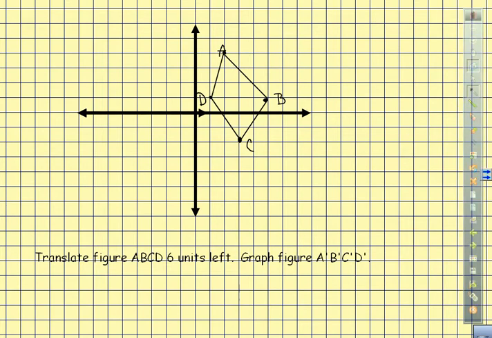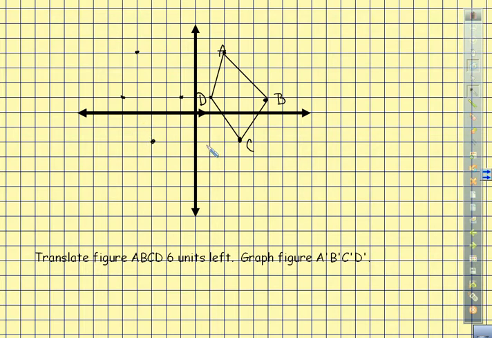And how this actually works is we're moving 6 units to the left. So we're going to have to move each one of these points 6 units to the left. So we're going to start with A. We're going to move 1, 2, 3, 4, 5, 6. And then point D, 1, 2, 3, 4, 5, 6. And B, 1, 2, 3, 4, 5, 6. And C, 1, 2, 3, 4, 5, 6.